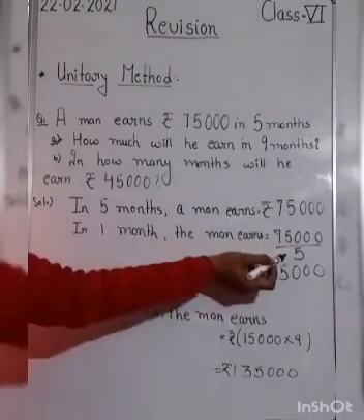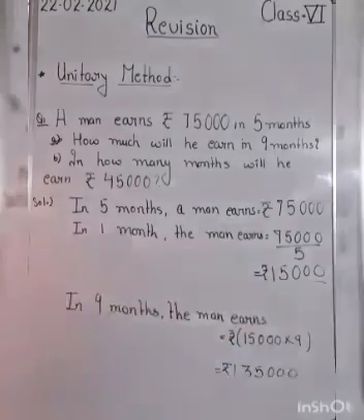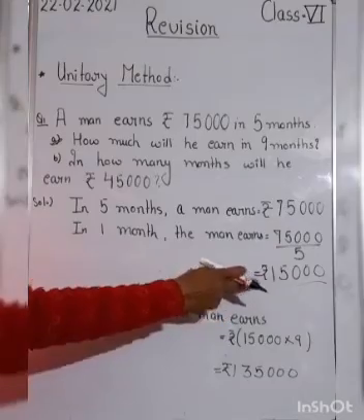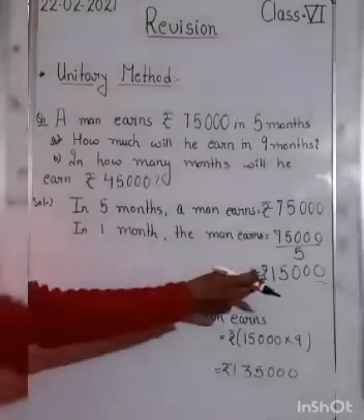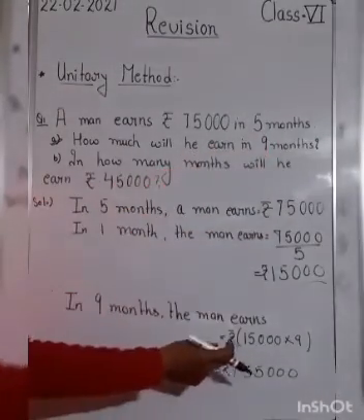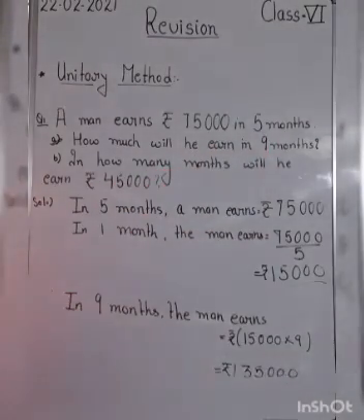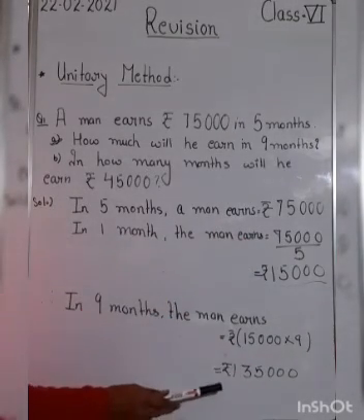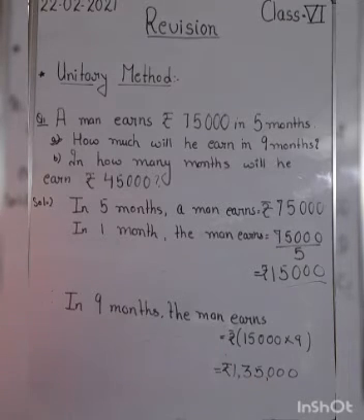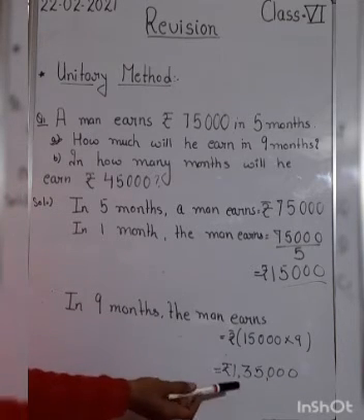You will divide it, and when you are dividing it, what are you getting? 15,000. It means the salary of 1 month is 15,000. Now if in 1 month he is getting 15,000, so in 9 months he will be getting 15,000 into 9. I told you, when you have to find the value of many, you have to multiply, and when you have to find the value of one, that time you have to divide. So when you have multiplied, you are getting 1,35,000.